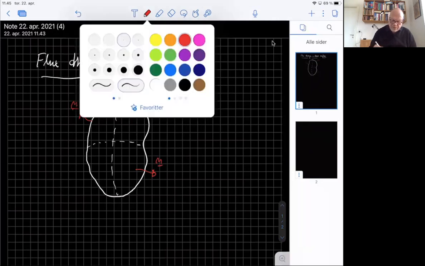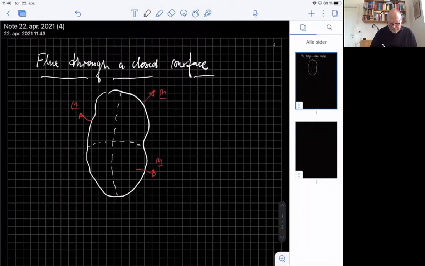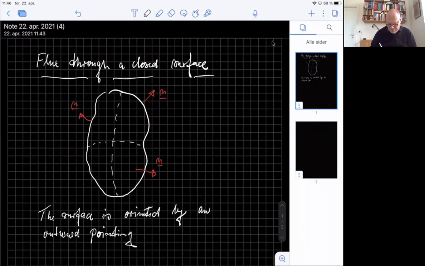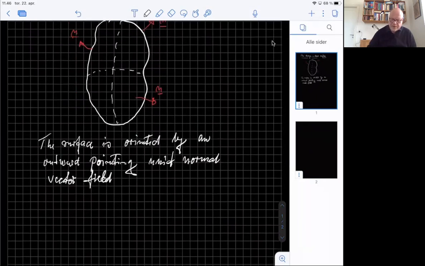So I could write here that the surface is oriented by an outward pointing unit normal vector field. Okay.